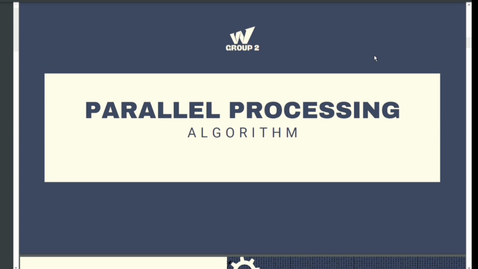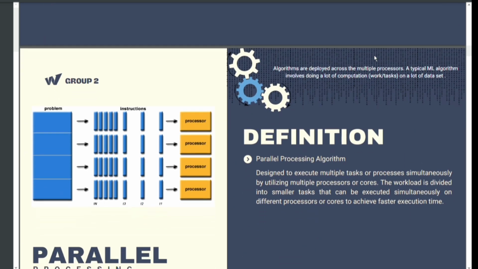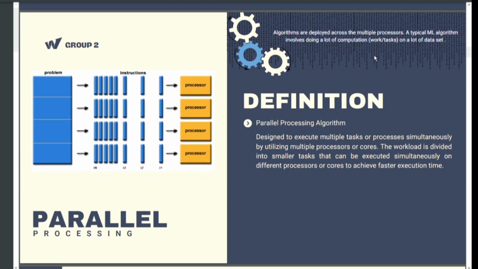So what is parallel processing algorithm? It is designed to execute multiple tasks or processes simultaneously by utilizing multiple processors or cores. The workload is divided into smaller tasks that can be executed simultaneously on different processors or cores to achieve faster execution time.